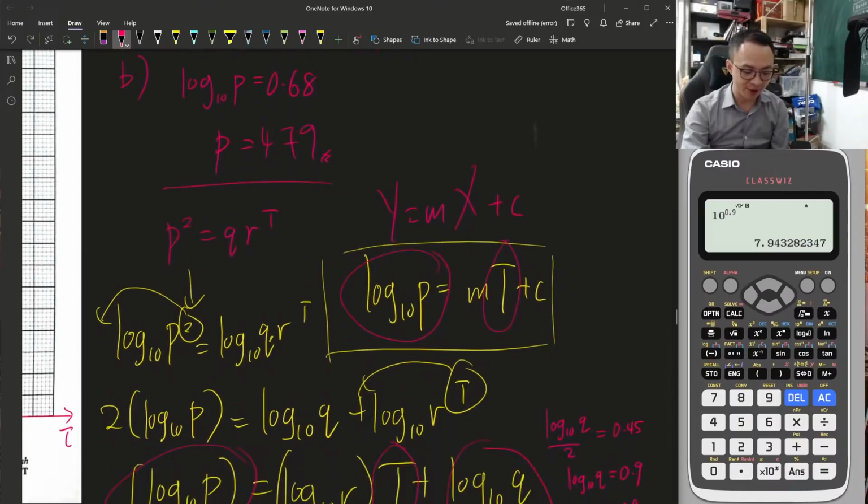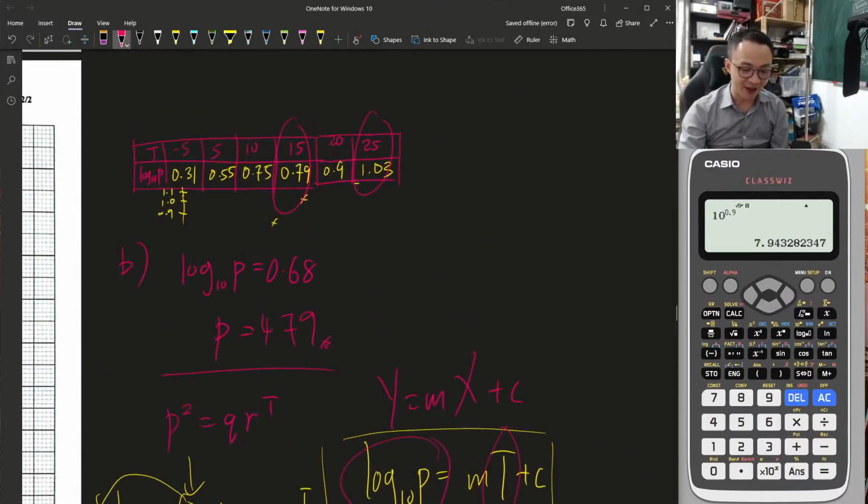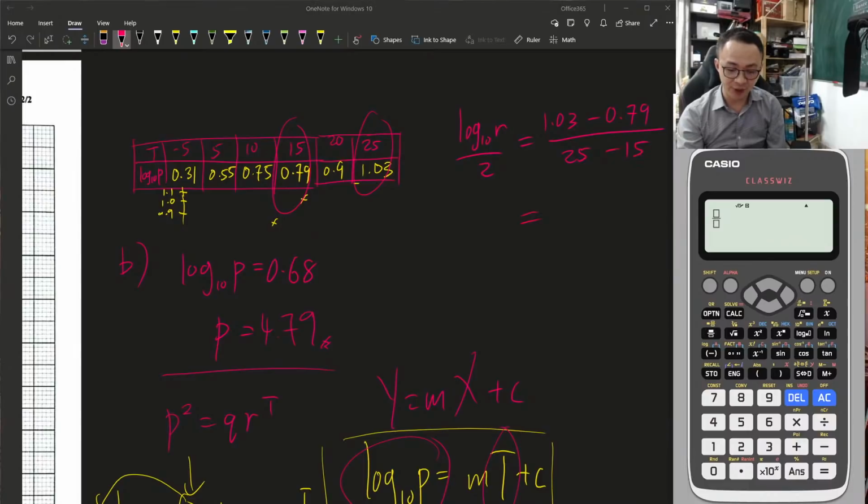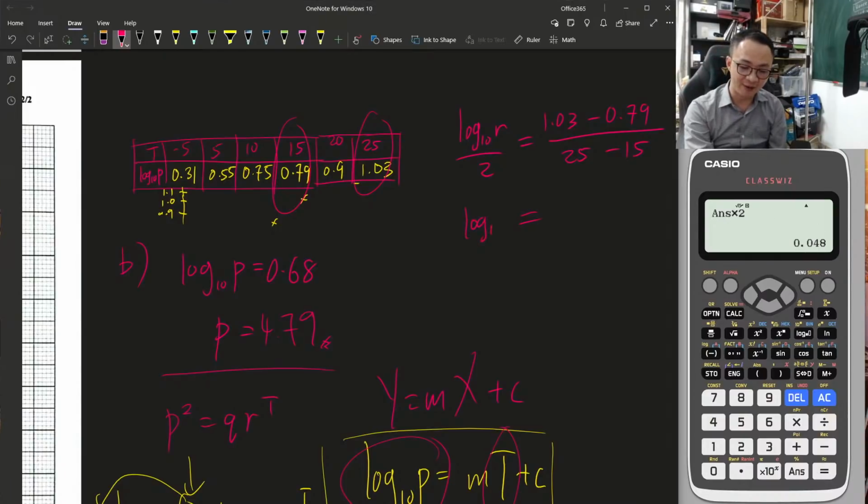So what is my gradient? My gradient is log 10r over 2. Log 10r over 2 is the gradient. Gradient tells me is what? y minus y over x minus x. Alright, so let's do it. 1.03 minus 0.79 over 10 at the bottom, isn't it? Then times 2, because I moved the 2 to the other side. So log 10r is 0.048.